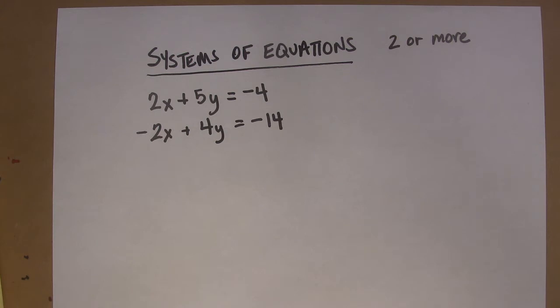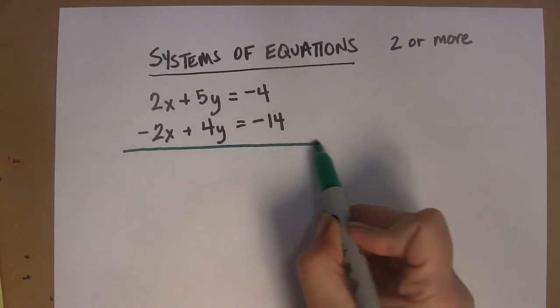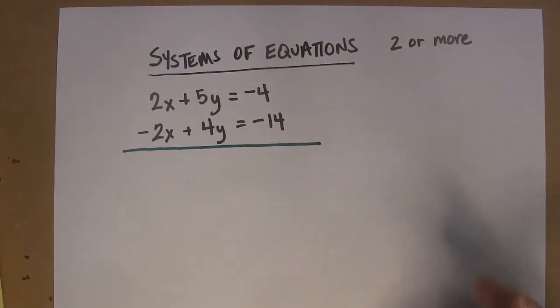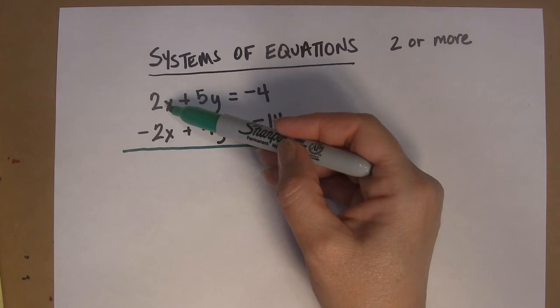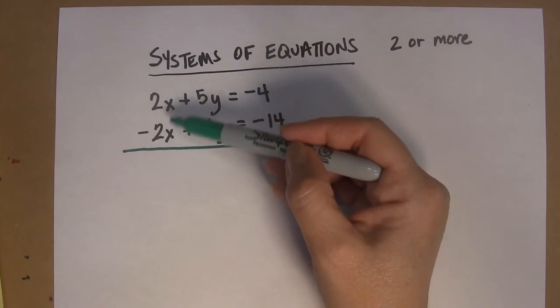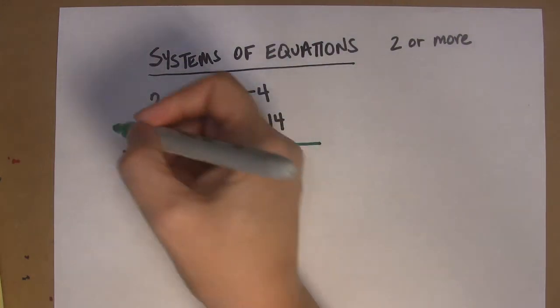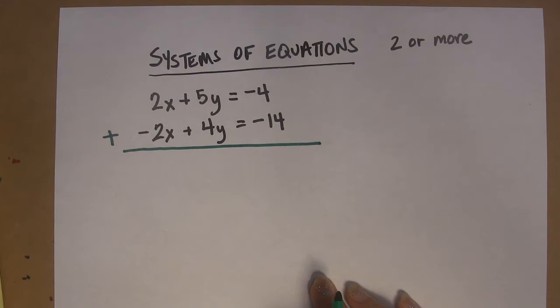This video is going to show you a great way to approach this, which is to add the equations together. You will notice that I have a positive 2x and a negative 2x. And see how they're right underneath each other? I mean, it's so perfect. It's begging to be added together. What I'm going to do is add both of these equations together.